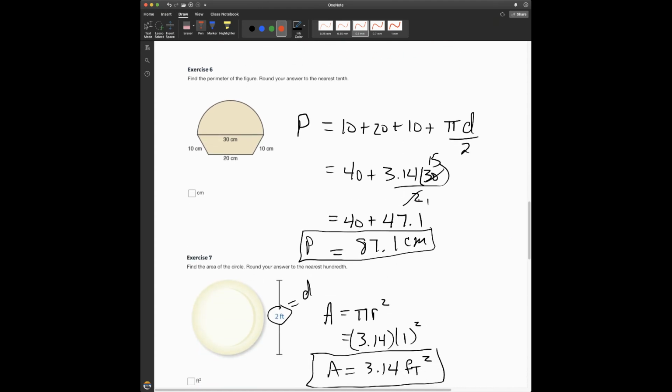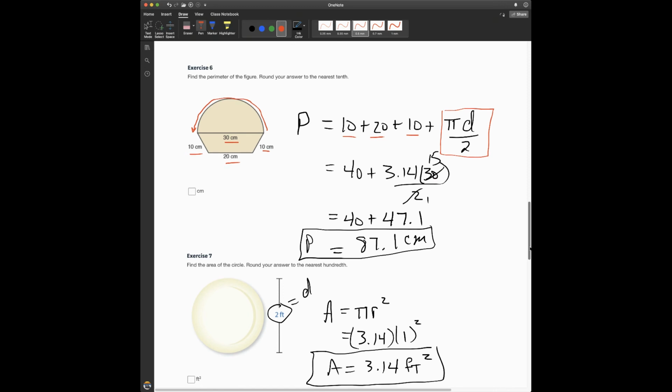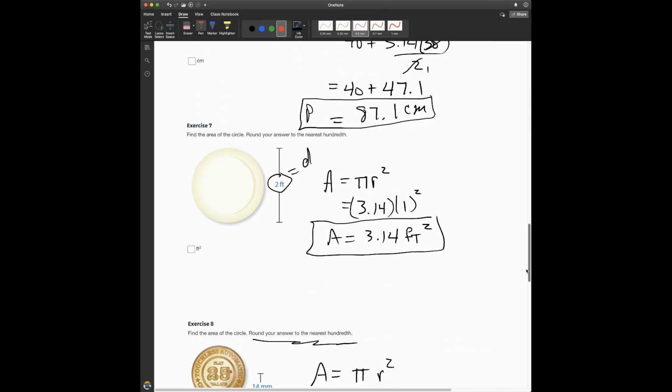For number 6, to find this perimeter, I use these 3 values as part of my perimeter, and then I need to figure out the distance around the semicircle. So here's my 10, my 20, my 10. This is the formula that I can use to find the circumference of a semicircle, and the diameter will be 30 centimeters. I plug things in, I cancel, add it all up, and I get my answer of 87.1 centimeters.